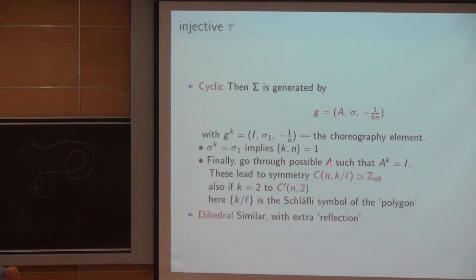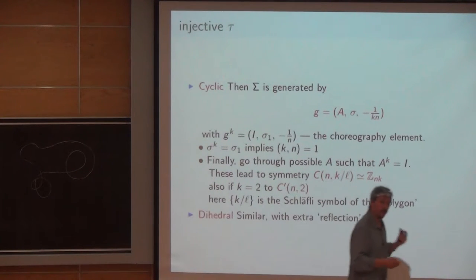And then we look at possible a's such that a to the k equals 1. A to the power of k is the identity. So this leads to two types of symmetry with cyclic image. So this is just a notation. But in particular, the k over l is maybe familiar.